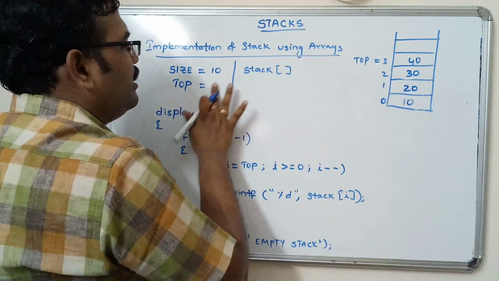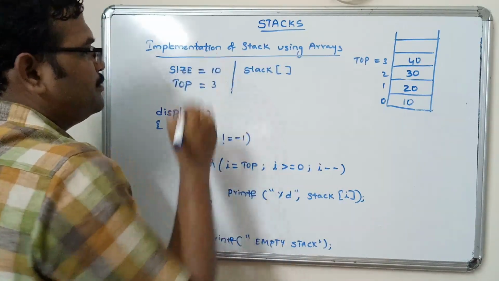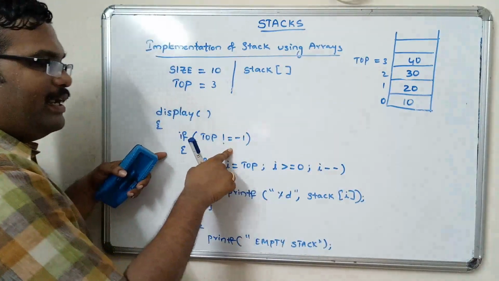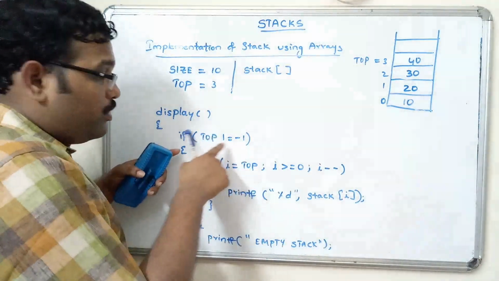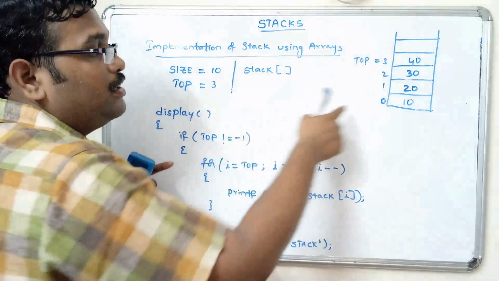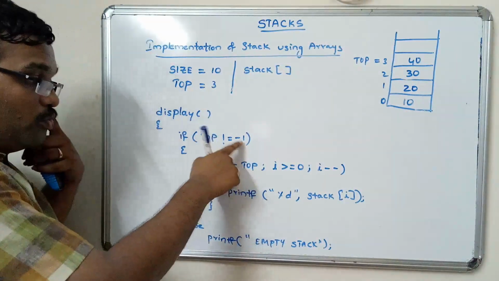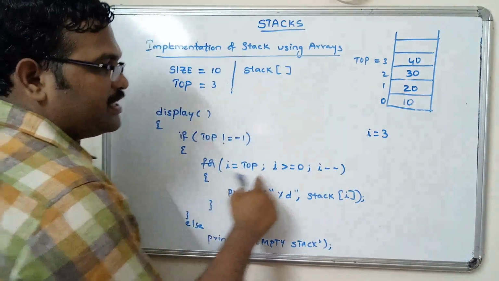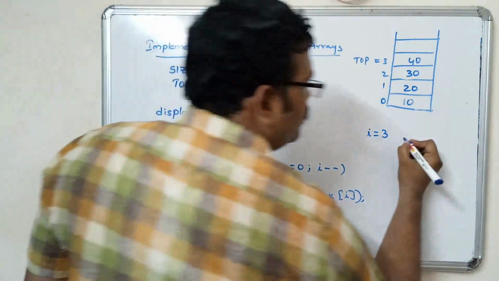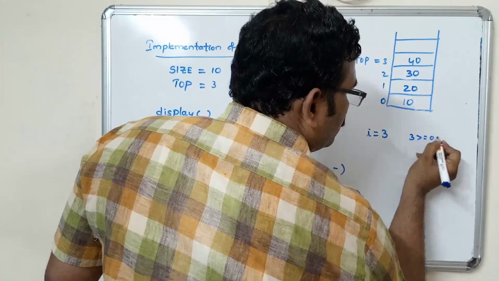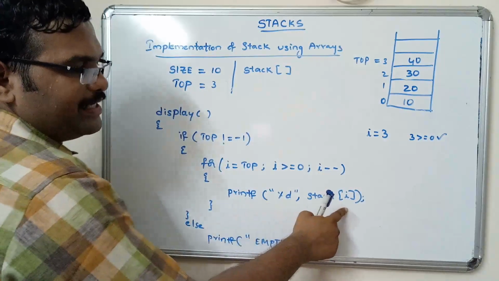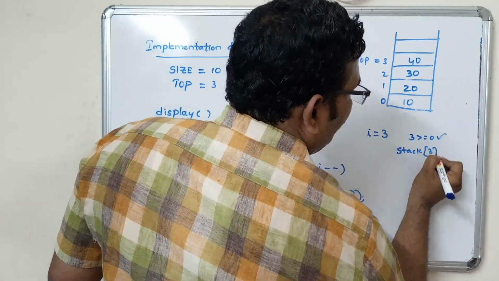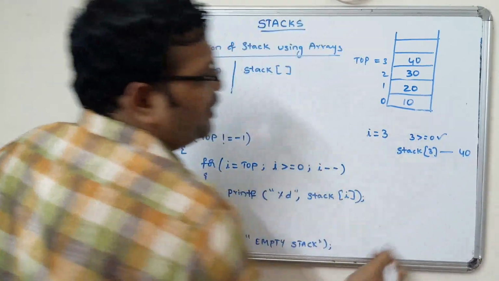So initially here top is equal to 3 now. In the first iteration, top not equal to minus 1, so 3 not equal to minus 1. True. So for i is equal to top, i is equal to 3. First iteration, i greater than or equal to 0. So 3 greater than or equal to 0, condition true. Then stack of i, so stack of 3 will be printed. That is 40 will be printed.